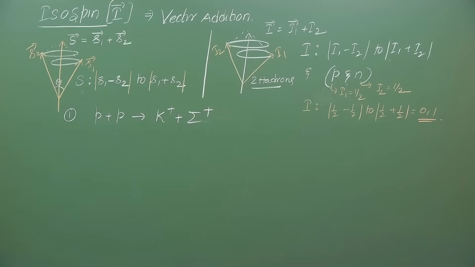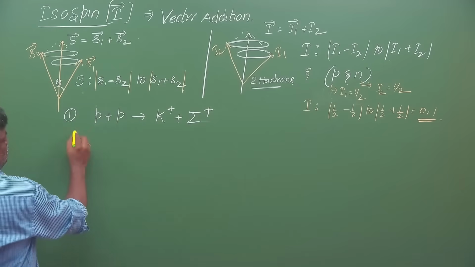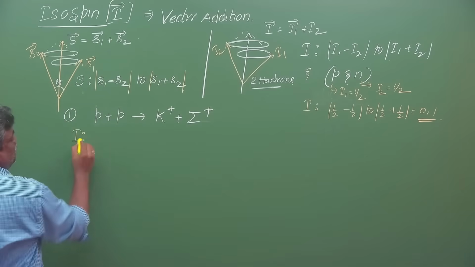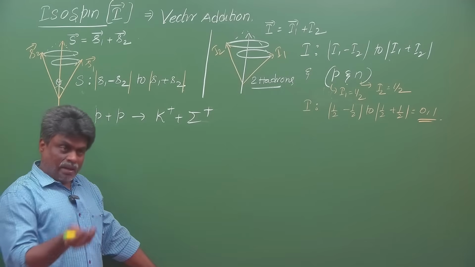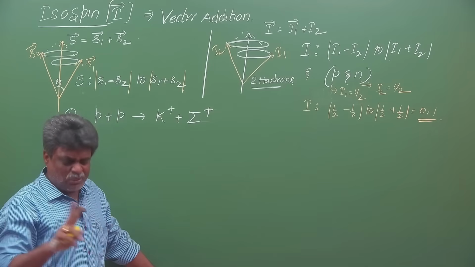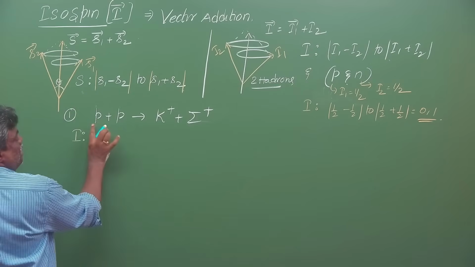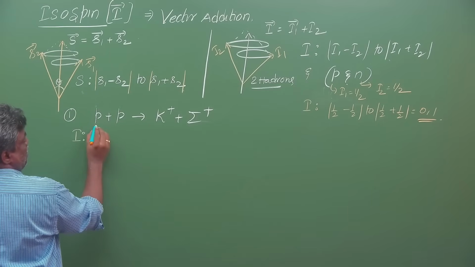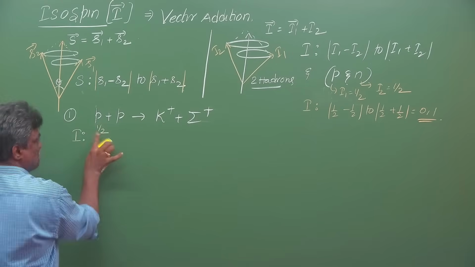Now ready. I have taken this. Now I am going to check isospin. While you are checking isospin, be a little bit careful, because this is vector addition, which will take negative values to positive values. That means difference to sum. Right. Here is the first particle and this is the second particle. What is the I for this? What is the I for this? Please write like this. I.